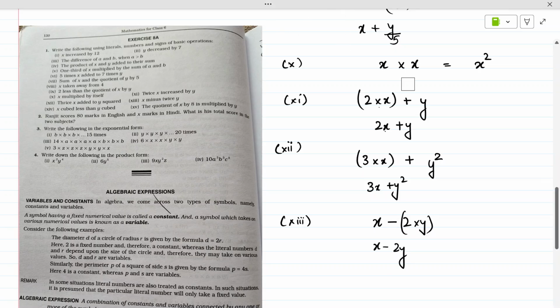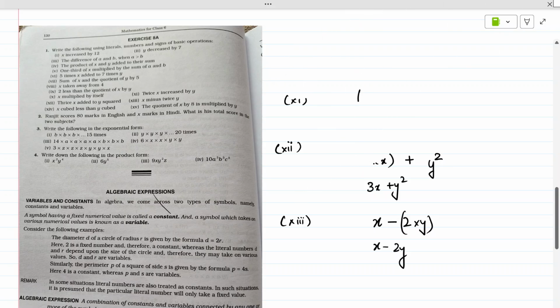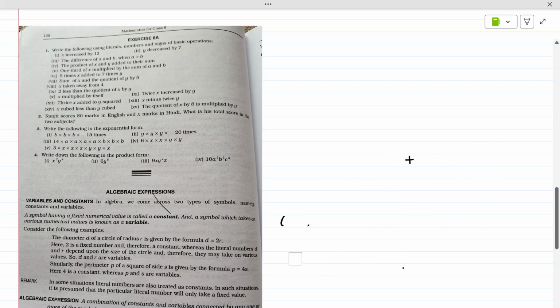Now, let us move to the next question. Question number 2, which says, Ranjit scores 80 marks in English and X marks in Hindi. What is his total score in 2 subjects? So we just have to form the expression here. Ranjit scores 80 marks in English, so this is 80, and X marks in Hindi. What is his total score? So total is we have to add. So this will become 80 plus X. This is our expression. Okay.